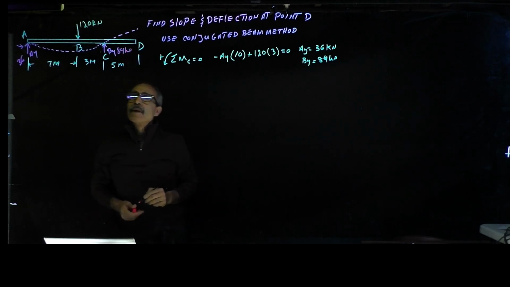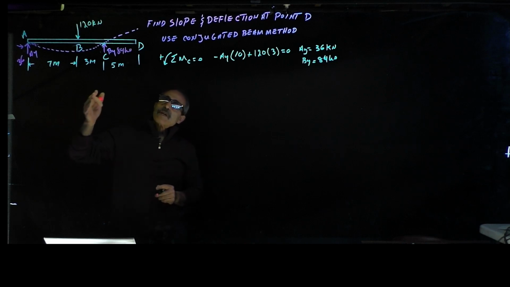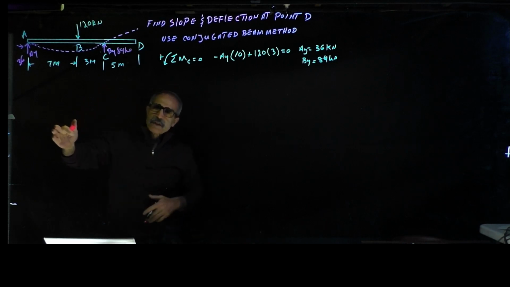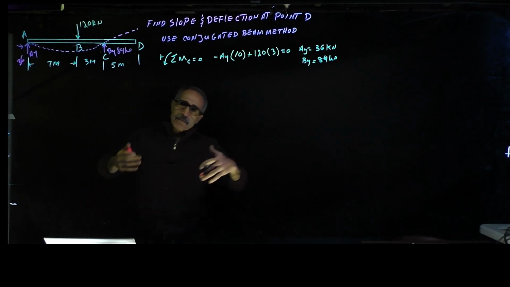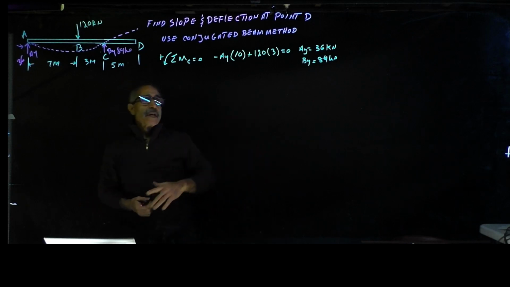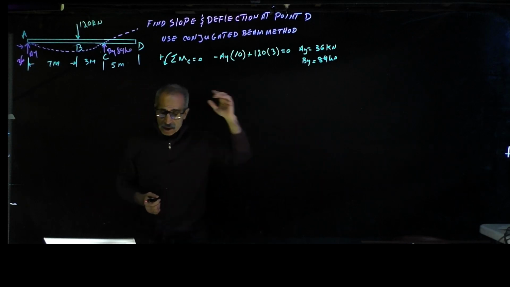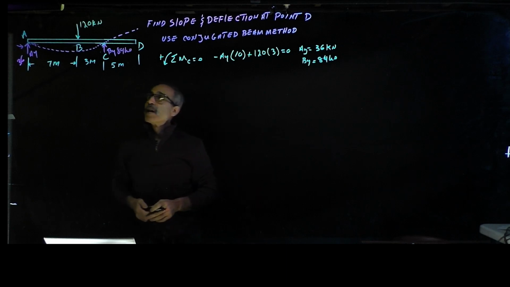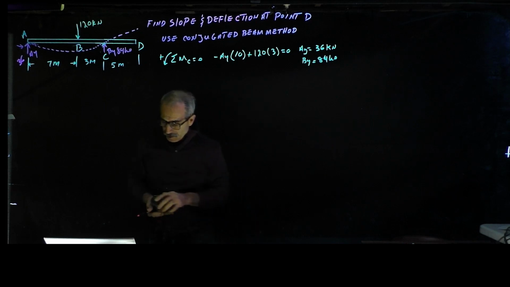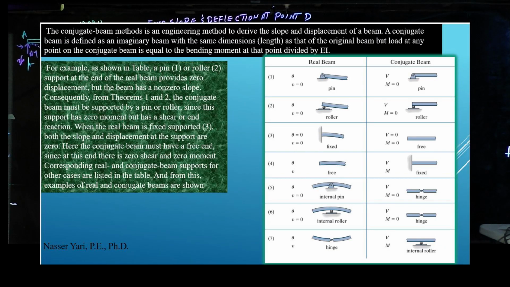That's it. I need to draw the moment diagram for this. Then my moment diagram will become my conjugated beam. Take a look at what I have in a PowerPoint. In a real beam, where we have a pin, in a conjugated beam it will remain a pin. And when we have a roller, it will remain a roller in the conjugated beam.